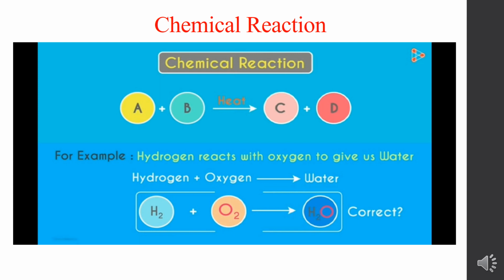Look at the equation. On the left, there are two atoms of oxygen, and on the right is one. Where did the other one go? Is this equation correct? Yes, the equation is correct, but it is unbalanced. Now let us discuss balanced and unbalanced chemical equations.